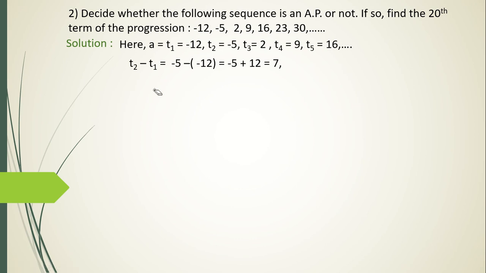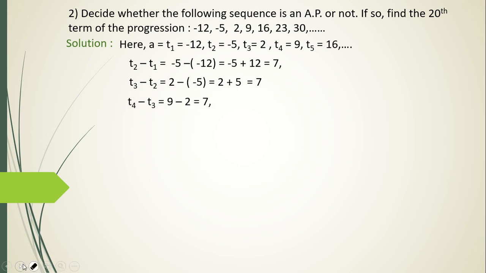T2 minus T1. T2 is minus 5, minus of minus 12. So minus minus becomes plus. Minus 5 plus 12 is equal to 7. Next we will find T3 minus T2. That is 2 minus minus 5. So that is 2 plus 5. This minus minus will become plus. So that is 7.